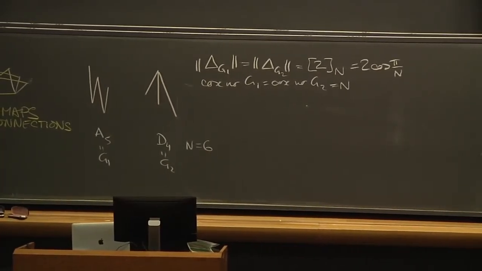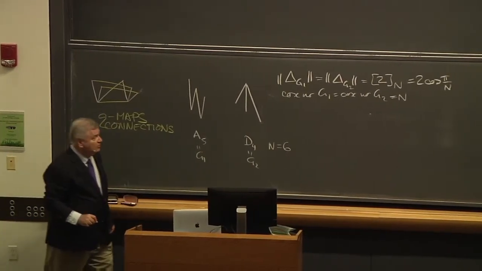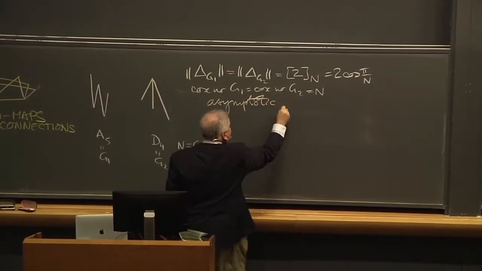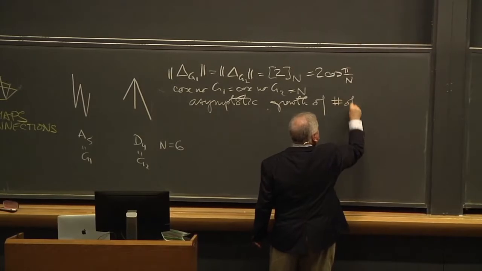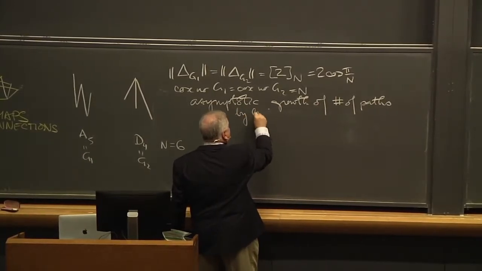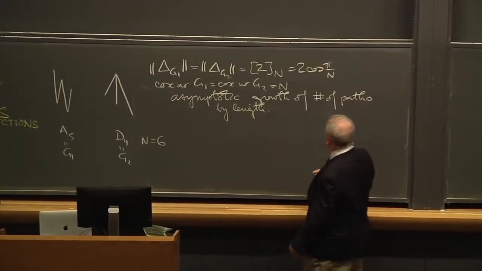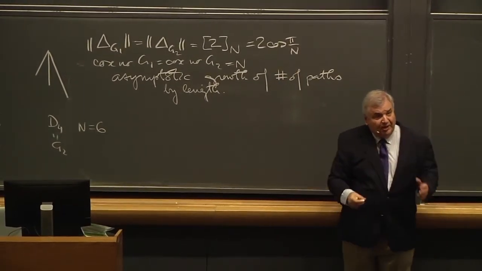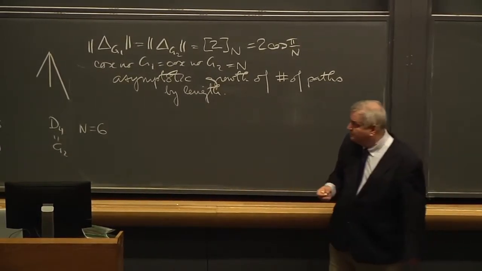And as we saw in some previous lectures, these numbers measure the asymptotic growth of the number of paths by length. So as you grow the length by 1, the number of paths asymptotically grows by this factor. Since we're going to map paths into paths, it will result that these two numbers are the same.